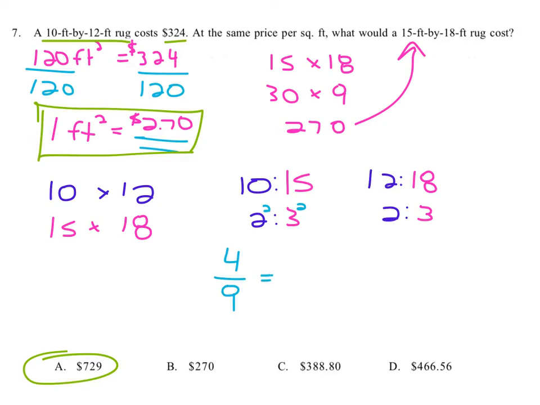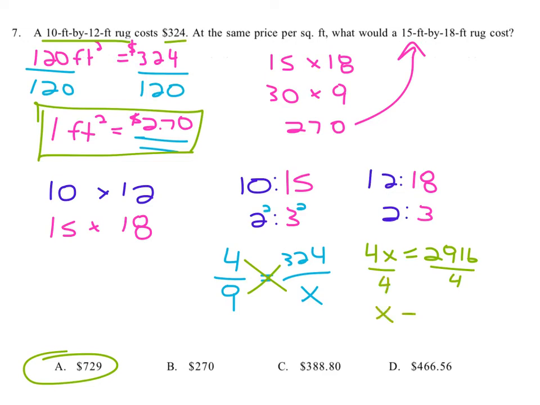And so we could say 4 is to 9 as, what's the cost of the small one? 324 is to this, the larger one. And what you would get as a result would then be, multiplying the diagonals, 4 times x, or 4x, equals 9 times 324, which is 2,916. And then, of course, dividing both sides by 4, we would get x equals this divided by 4, and that works out to be 729. So you can get that number either way.